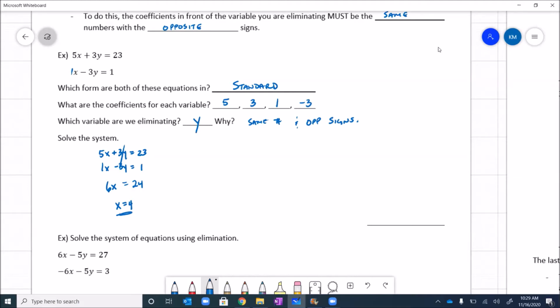Once I know x, this should be just like substitution. Plug it back into one of the equations and find y. Doesn't matter which one. Okay, I'm going to plug it into the top equation just because that's the one I choose. And so now I'm going to rewrite this instead of 5x plus 3y. I'm going to say 5 times 4 plus 3y equals 23. 5 times 4 is 20. Subtract 20 from both sides. 3y equals 3. Divide by 3. y equals 1. And so now my solution is, I'll write it as an ordered pair, (4, 1).